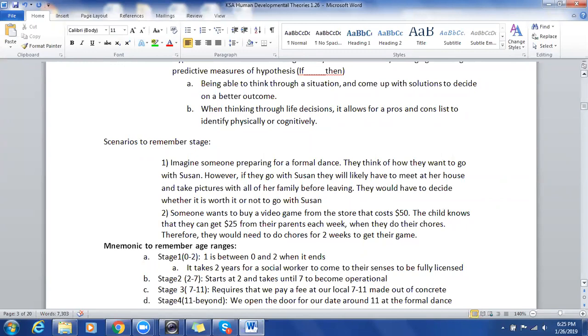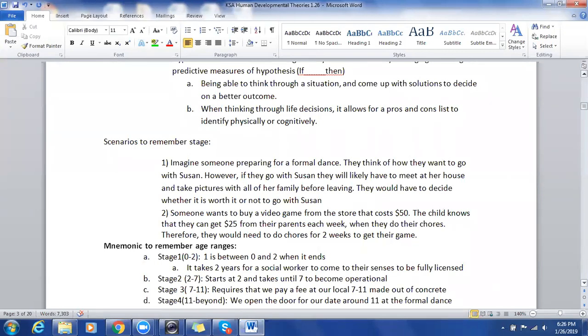Number 2, someone wants to buy a video game from the store that costs $50. The child knows that they can get $25 from their parents each week if they do their chores. Therefore, if they do their chores for 2 weeks, they can get their game. Being able to actually plan it out rather than someone that's younger that's just spending their money and not understanding why they're not able to buy everything in sight.